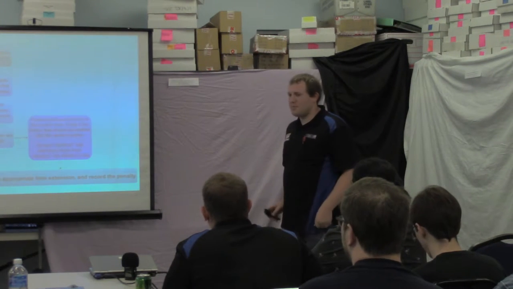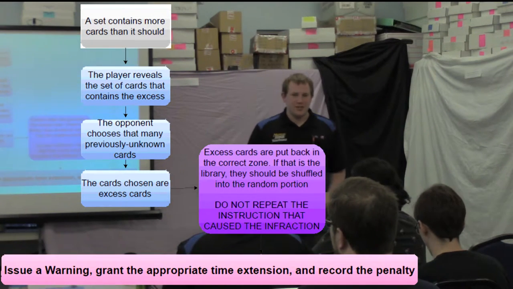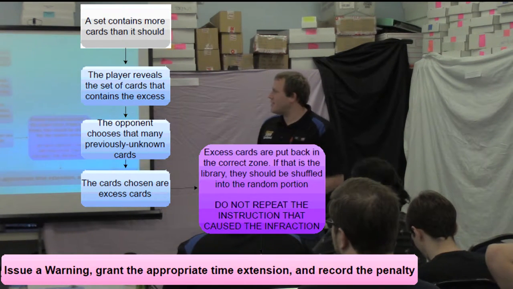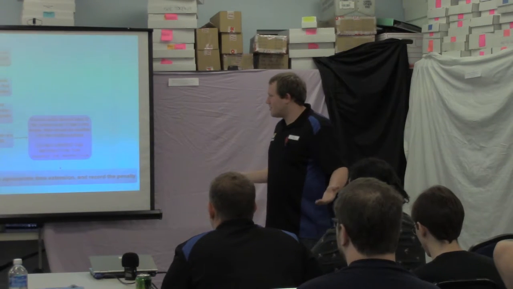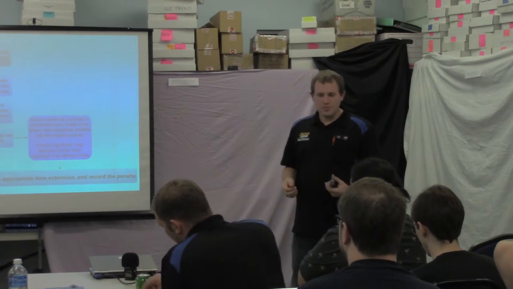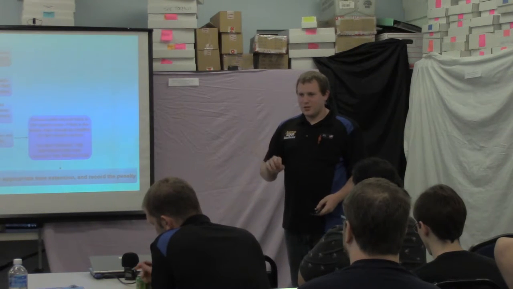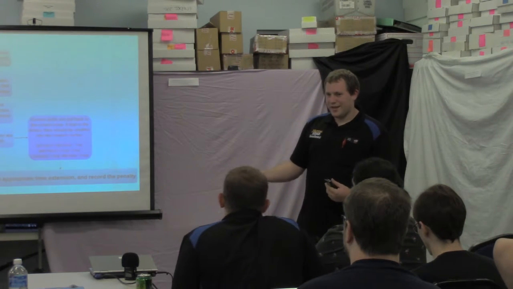All right. So, I believe the one that will come up most often is next, which is a set contains more cards than it should. Super cut and dry. If you got more cards in the set than you should have, you're going down this path. First thing we do, the player reveals the set of cards that contains the excess. Whether that's your hand, whether that's a Seven and a Cocoa, whether that's anything that says do X to this zone, and then do something else with it, and you do one or two more, that's the set we're going to apply it to.